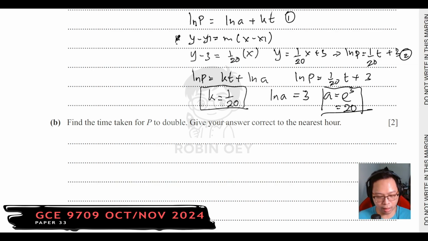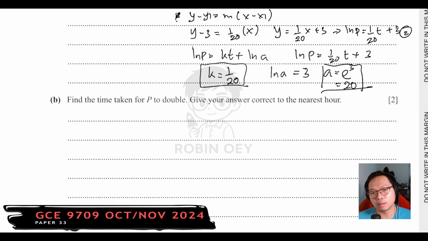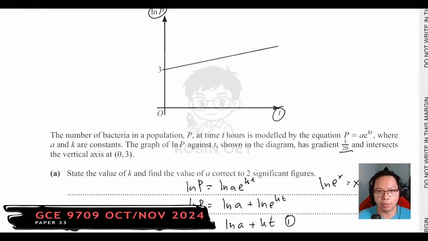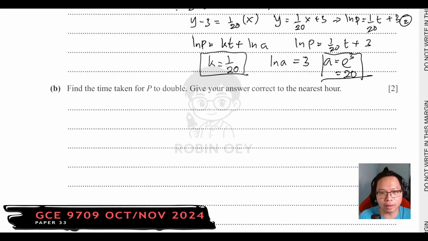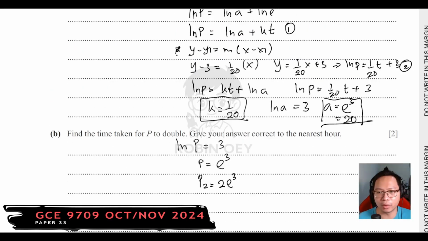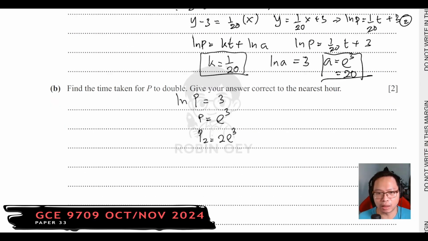Then for part B, find the time taken for P to double. Give your answer correct to the nearest hour. First of all, we need to see that at the beginning the ln P is 3. So we first need to know the value of P, not ln P. This is very important. Ln P is 3, so P equals e to the power of 3. The P2 that we are looking for is 2 times the original value. So what is the time needed to get to this? We just input into the original equation, ln P equals 1 over 20 t plus 3.